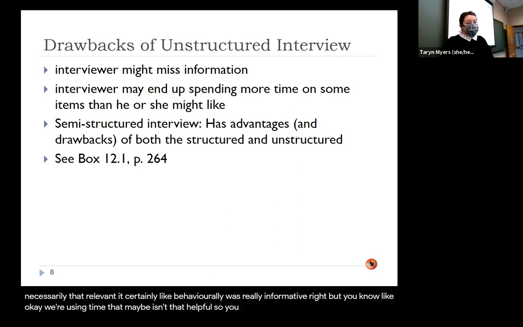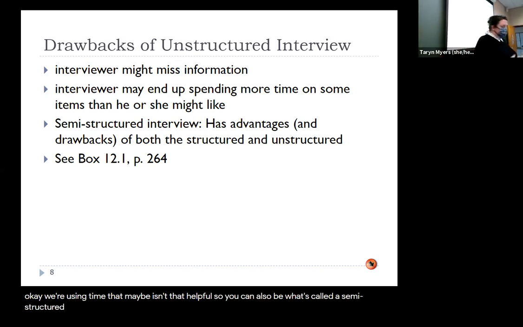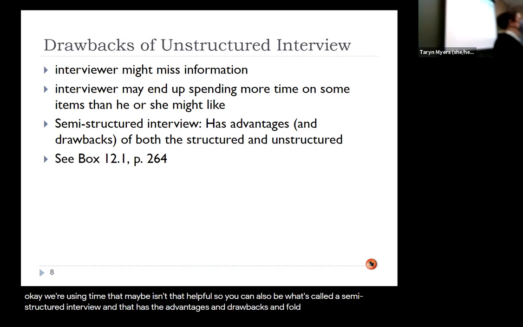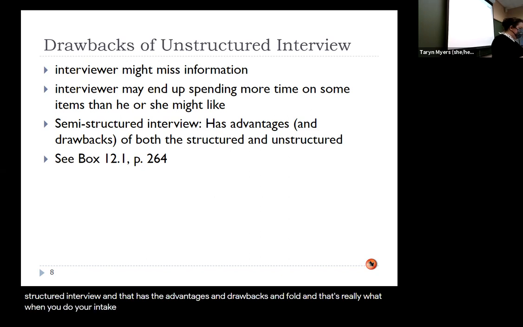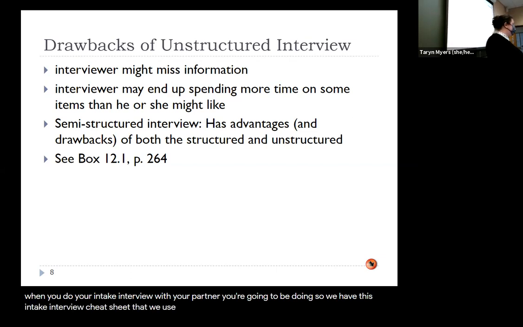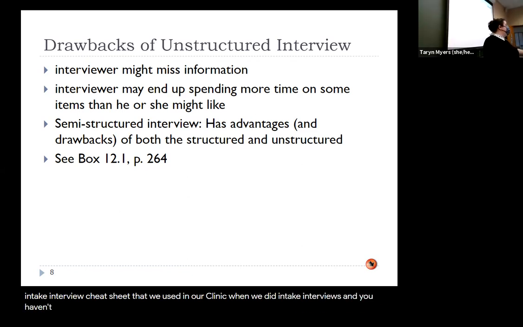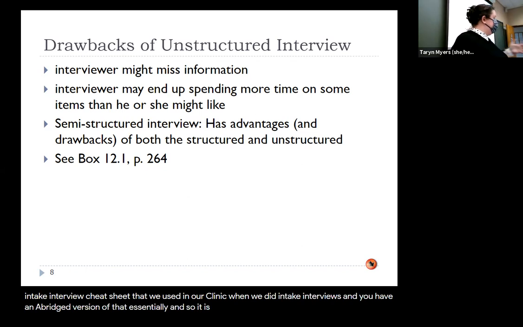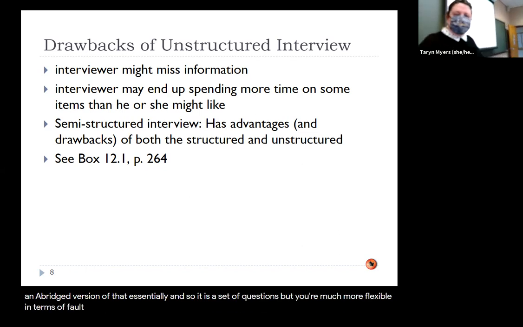So you can also do what's called a semi-structured interview, and that has the advantages and drawbacks of both. And that's really what you're going to be doing when you do your intake interview with your partner. So we had this intake interview cheat sheet that we used in our clinic when we did intake interviews, and you have an abridged version of that, essentially. And so it is a set of questions, but you're much more flexible in terms of follow-up and things like that.